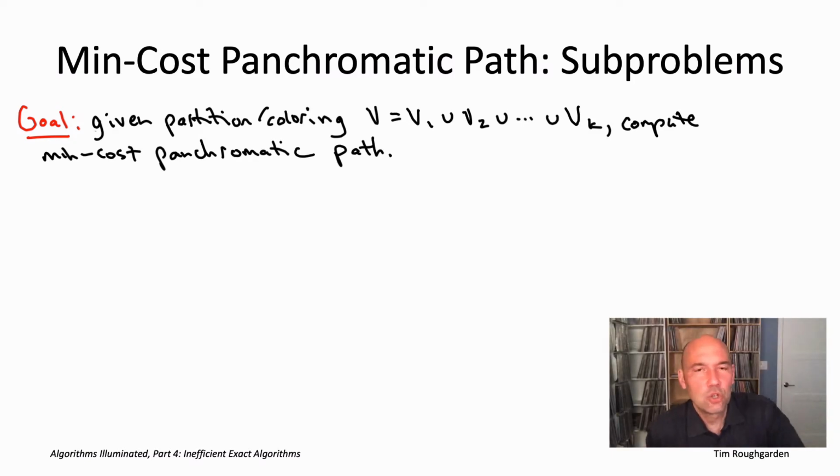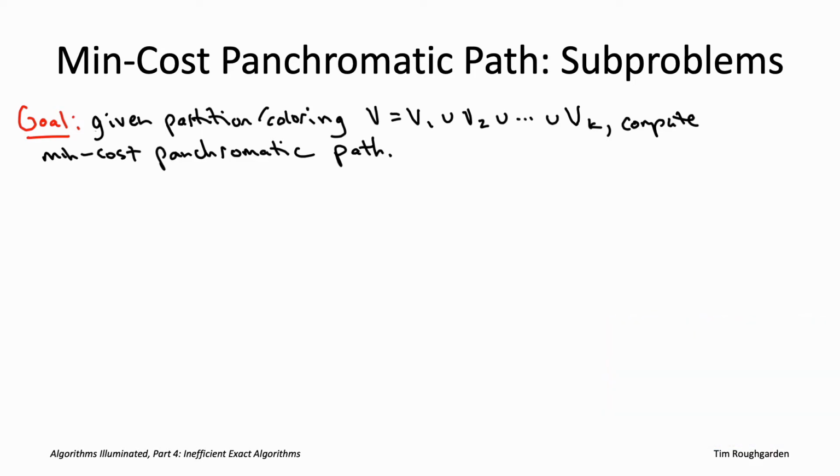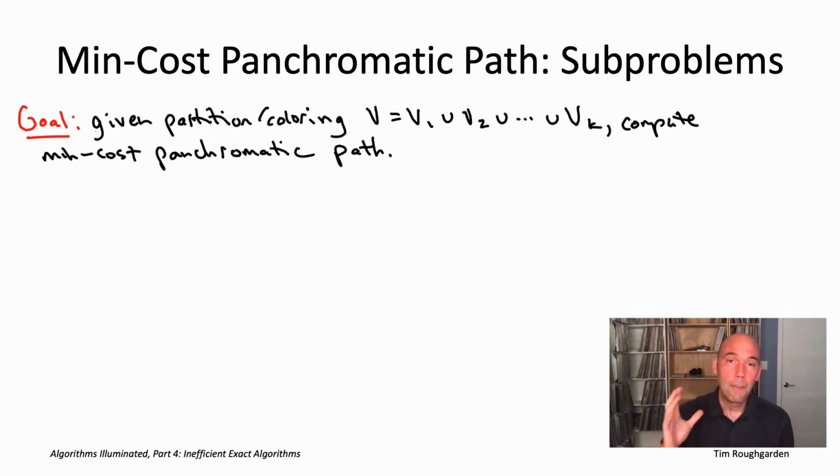Now let's discuss and solve the minimum cost panchromatic path problem. Like before, we're given an undirected graph where the edges have real valued costs. But now we're additionally given a partitioning of the vertex set into k groups, V1 up to Vk, or if you prefer, think of it as a coloring of the vertices in k colors. Our responsibility is then to, among all of the panchromatic paths in the graph, so remember these are paths with exactly one vertex in each of the groups, compute the one with the minimum cost. Or if there are no panchromatic paths in the graph, we should correctly report that fact.